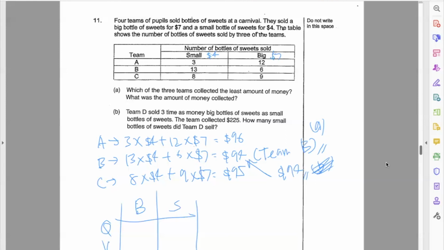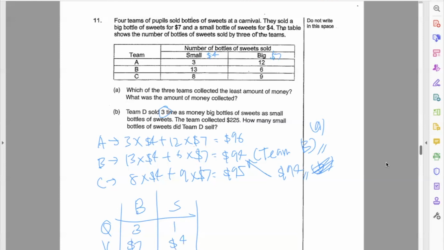the question better. So the statement says, Team D sold 3 times as many big bottles of sweets as small bottles. So in quantity terms, it is 3:1. Every time I sell 3 big bottles, I will sell 1 small bottle. The value of each bottle of big sweets will be $7. Each bottle of small sweets will be $4.